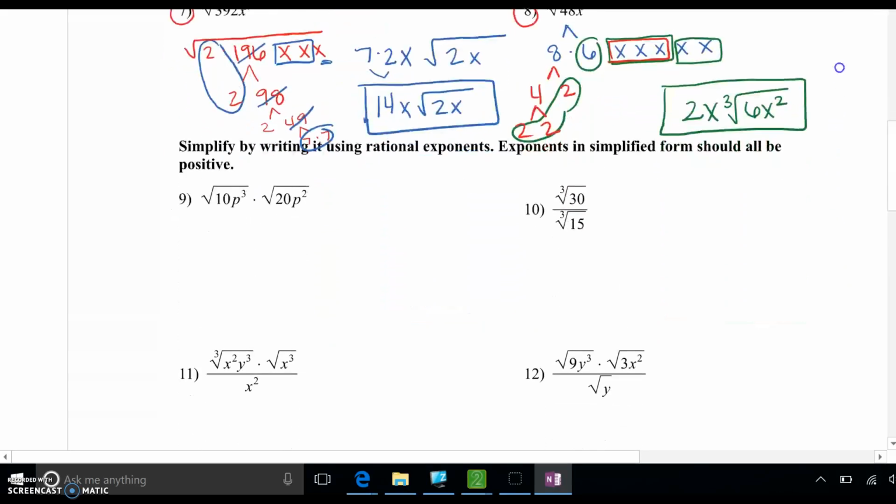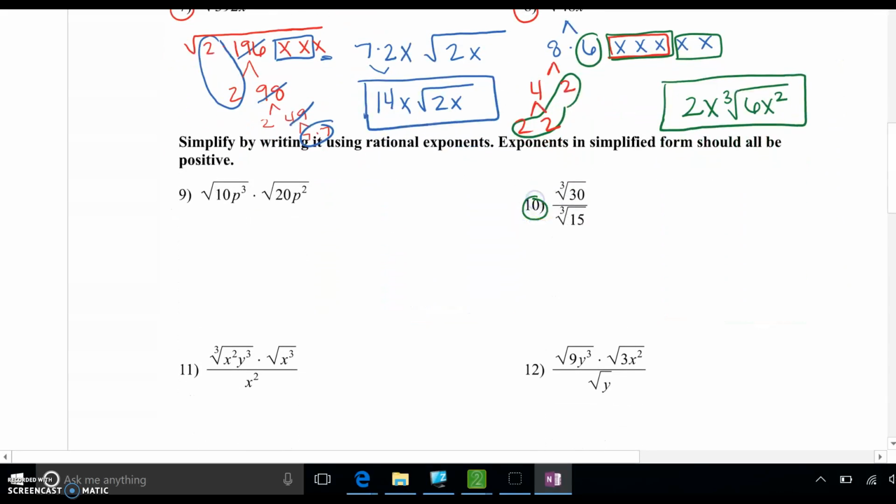Okay, and so moving on, let's go ahead and look at number 10. And so if I recognize that these are both the cubed root, right, I can divide. Well, 30 divided by 15 is 2, and so I'm going to have cubed root of 2. And that will be my answer.